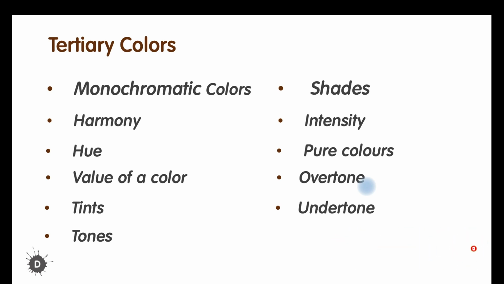Undertone refers to how the color is being created and whether or not it has a warm or cool base when the pigments creating the color are mixed. You can actually read some articles on the difference between overtone and undertone.